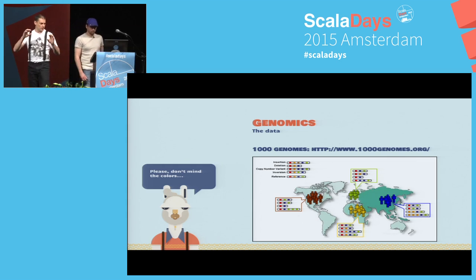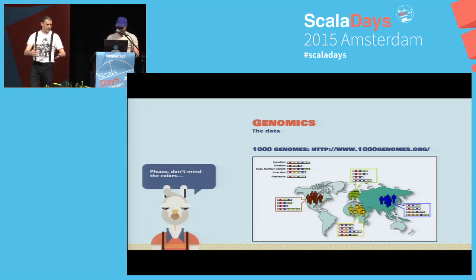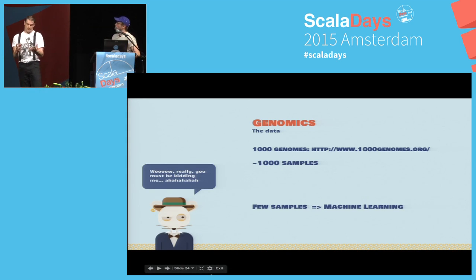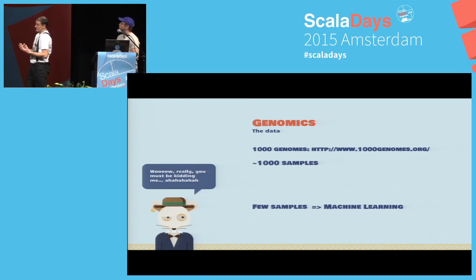were taken from different populations in the world, were completely sequenced, and we have the genotype for all these individuals, and this serves the scientific community to understand better our genomes. And what is this data? Actually, it's only 1,000 samples, which is very, very few. This implies that if you want to do some analytics on so few samples, you need to be careful. You need good machine learning skills to do that.